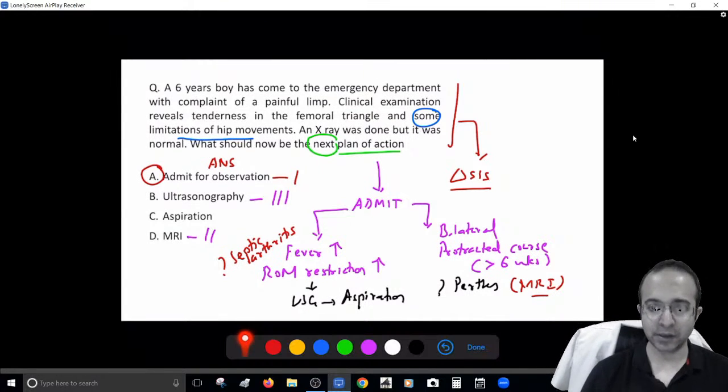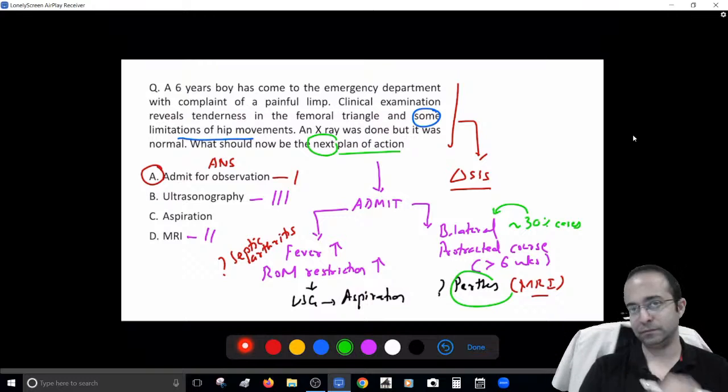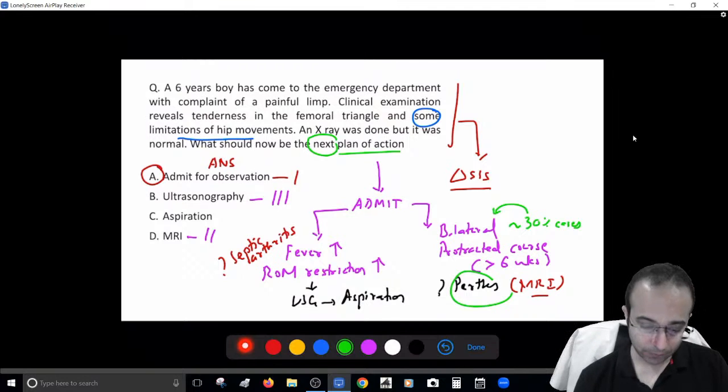So are you guys clear? Because Perthes disease, in almost 30% of cases, you find it to be bilateral. Got my message? So please be clear that this is a case of strictly transient synovitis.